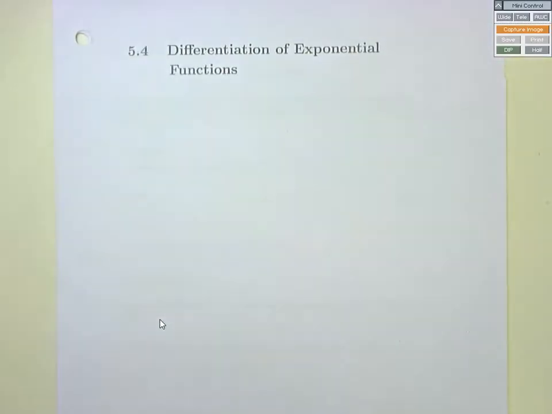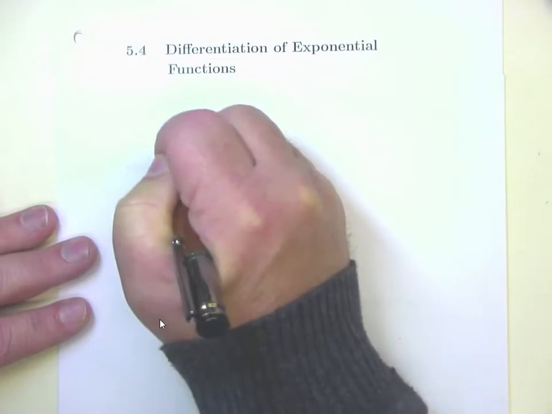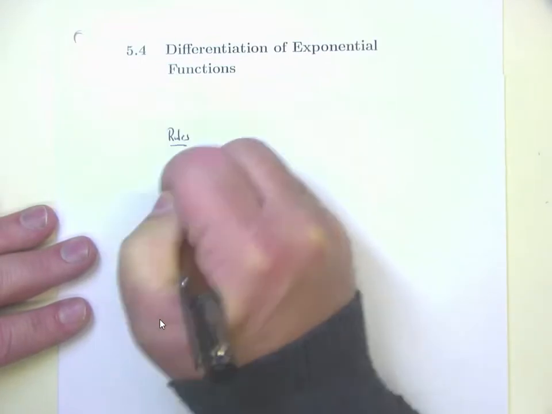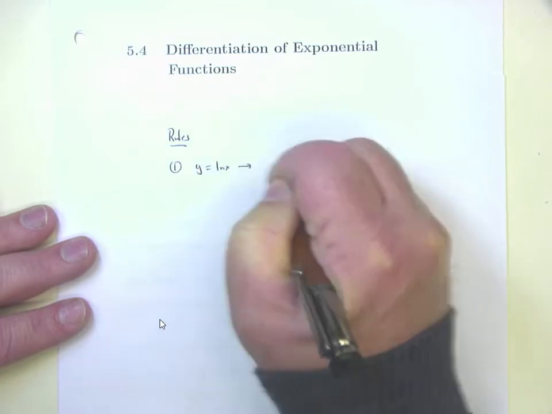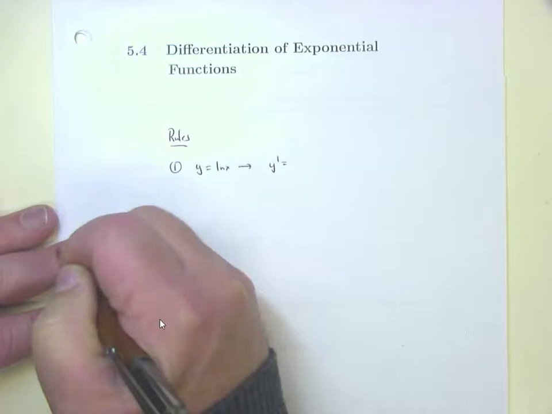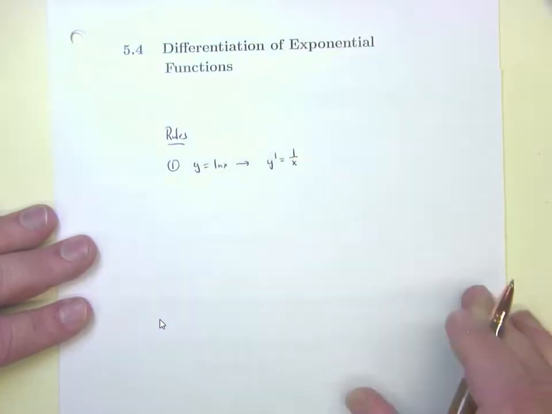In 5.3, we did logarithms, and there were two forms of logs. There's the basic rules, so this is rules for differentiation. Rule number 1: if y equals the natural log of x, then y prime is equal to, what's the derivative of natural log of x? 1 over x, things you have memorized.